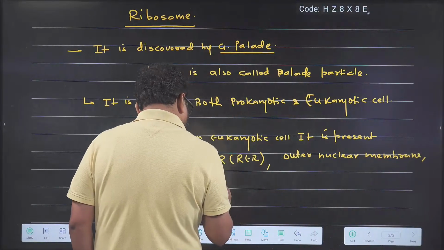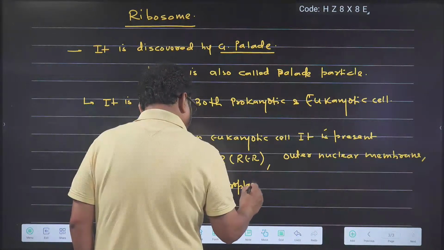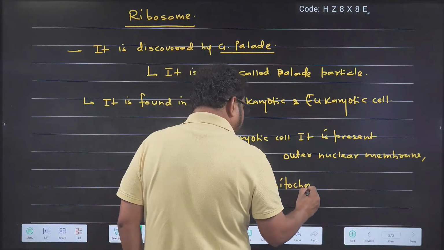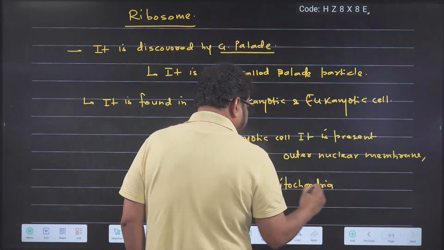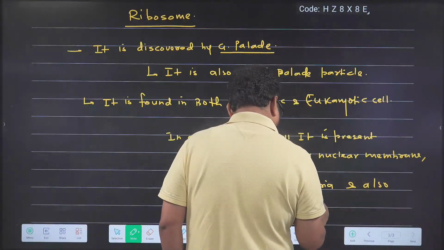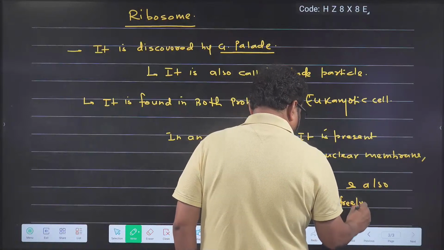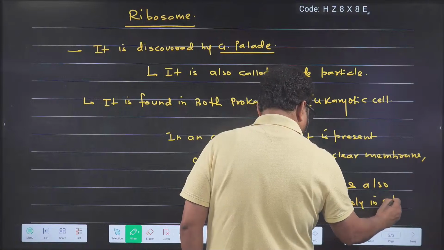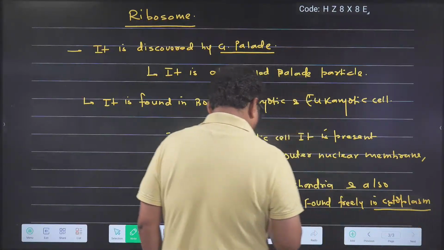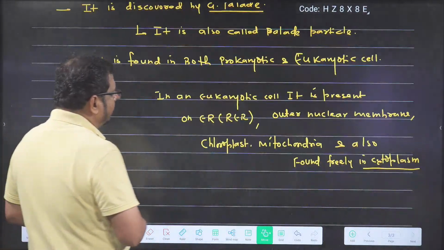Another thing, it is present in which one? Chloroplast, mitochondria, and also found freely in cytoplasm like other cell organelles. So these are the areas where these ribosomes are present in the eukaryotic cell.